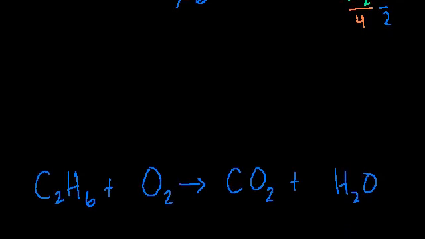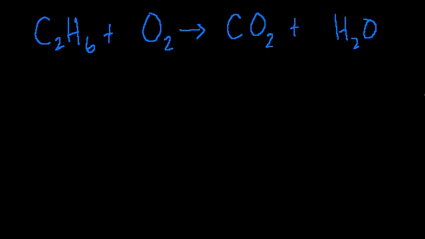Next equation to balance. This actually becomes quite fun once you get the knack of it. So I have ethane plus oxygen gas yielding carbon dioxide and water. So this is a combustion process. So let's look at the carbons first. I have 2 carbons here. I have 1 carbon there. So let me put a 2 here. So now I have 2 carbons. Fair enough. And remember, I'm going to worry about the oxygen last.